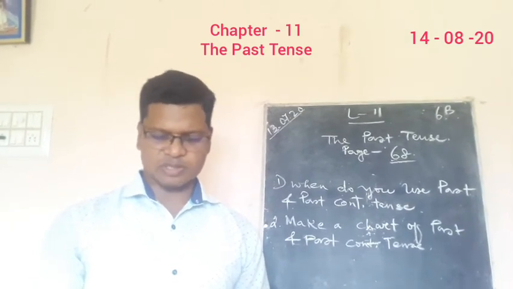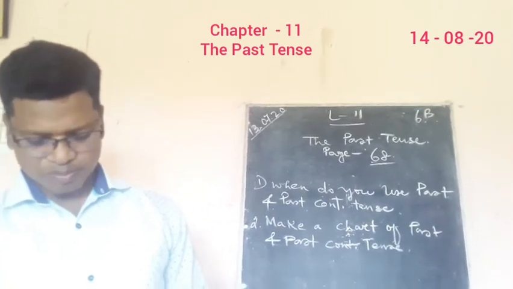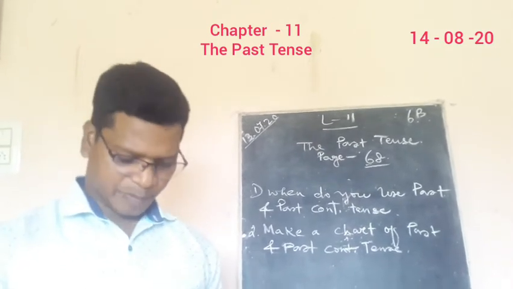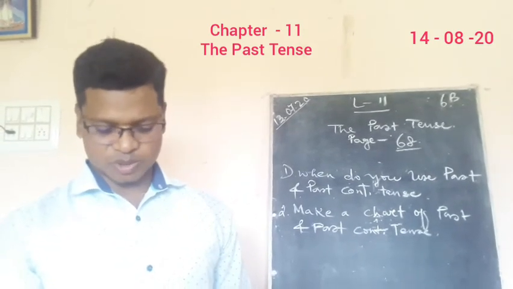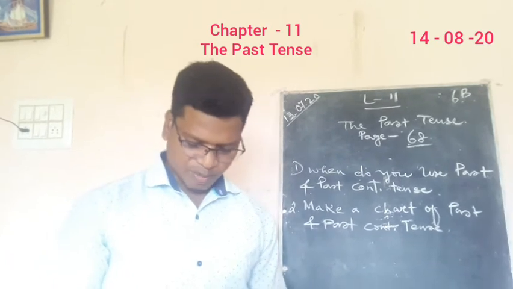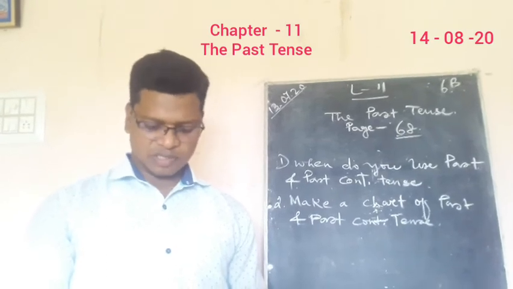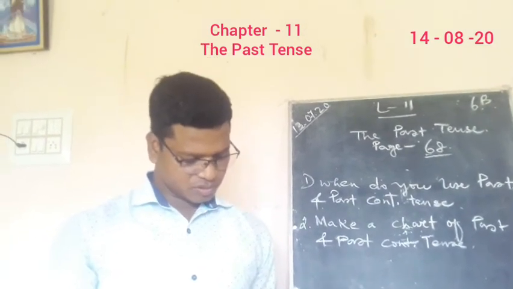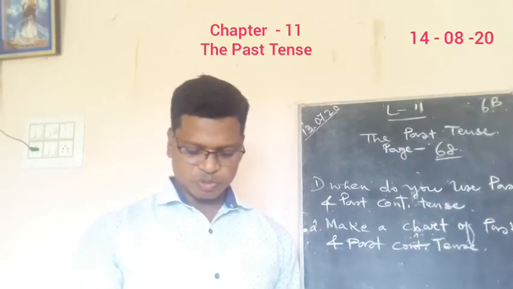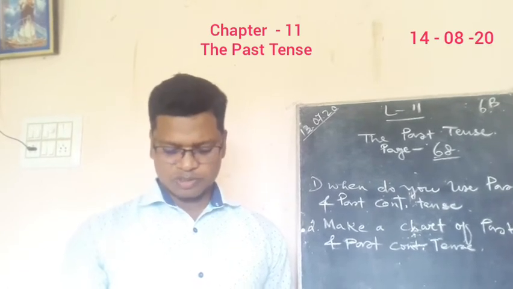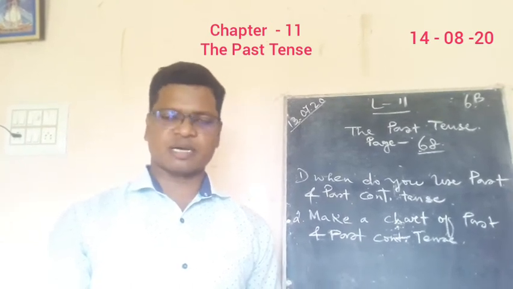So what is the past continuous tense, and when do we use it? We use the past continuous tense to talk about an action that was happening at some point or for a period of time in the past. So let me repeat once more. It talks about an action that was happening at some point for a period of time in the past. So what do we use here? We use was or were plus the ing form of the verb. This is what is used, and we can see the examples there.